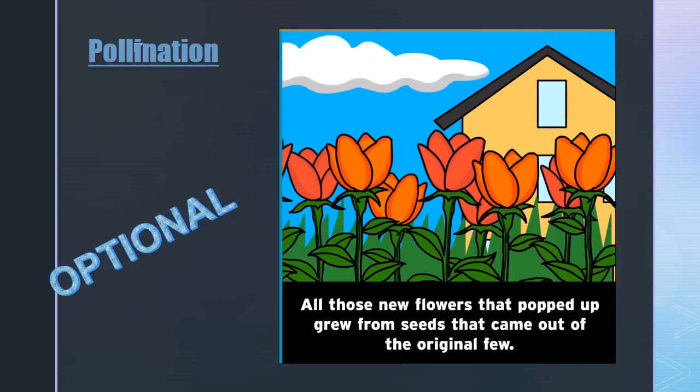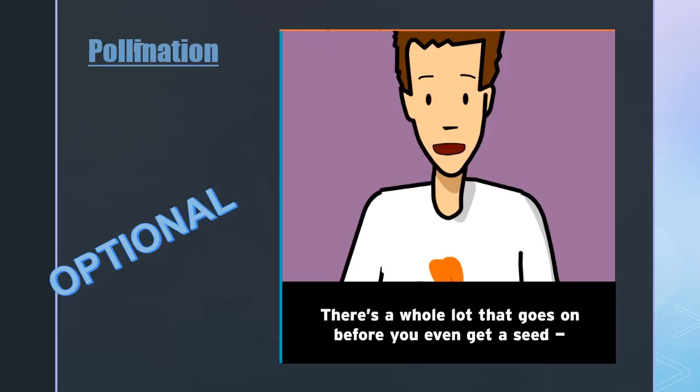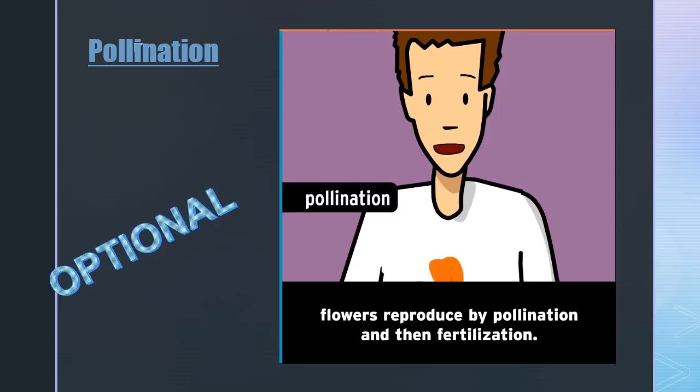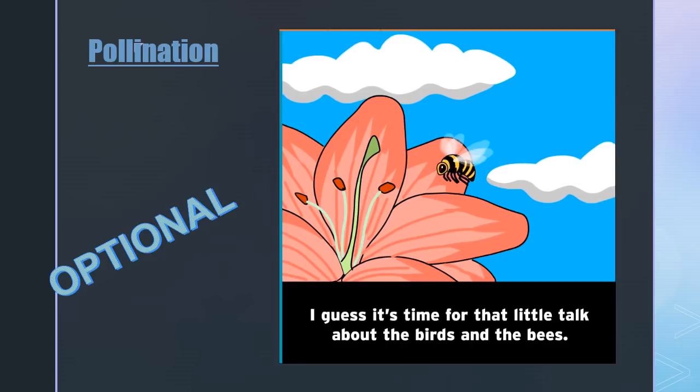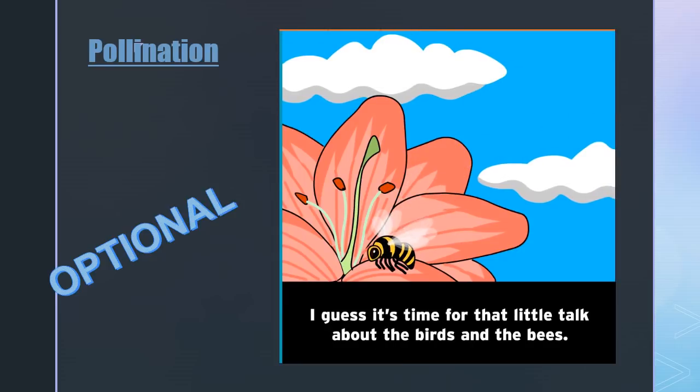All those new flowers that popped up grew from seeds that came out of the original few. There's a whole lot that goes on before you even get a seed. Flowers reproduce by pollination and then fertilization. I guess it's time for that little talk about the birds and the bees.